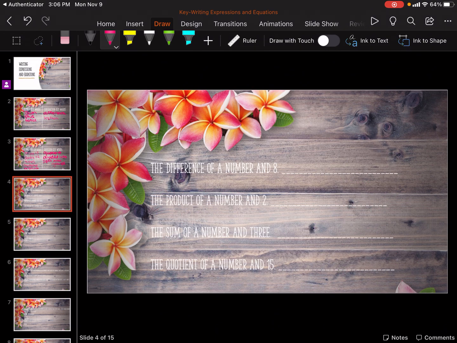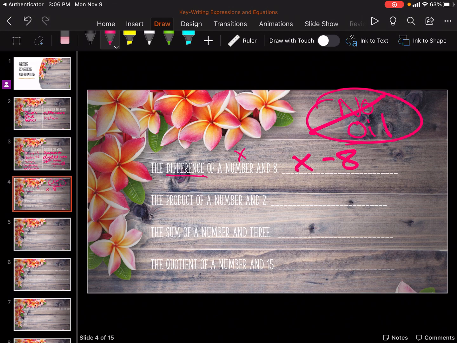Okay, so here we go. The difference of a number and 8. So a number, we can do X. We want to avoid O, I, or L, because they look like numbers. So I tend to go with X, but if they tell you a letter to use, go ahead and do that. If not, you can pick one. So I'm going to do X minus 8. Difference is subtraction, right?